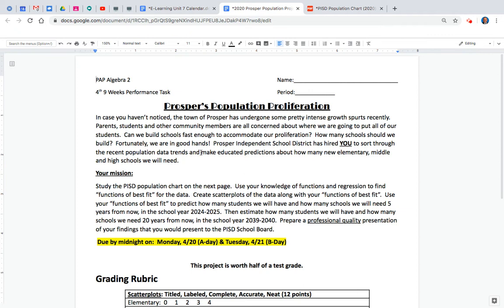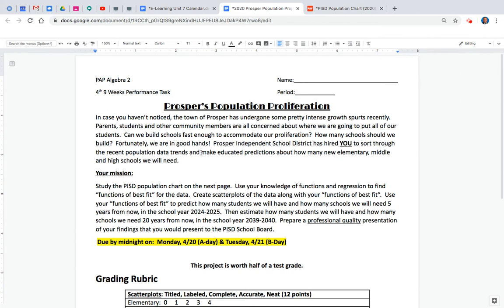So that's the year 2024 and 2025, which is 5 years from now. Since we started this year, 2019 to 2024 is 5 years. We're ending in 2020 to 2025, which is also 5 years. However you want to look at it, there's your 5-year span. Then estimate how many students we will have and how many schools we will need in 20 years from now. So 20 years from 2019 goes all the way to 2039, and from 2020, when we end this school year, it goes all the way to 2040.